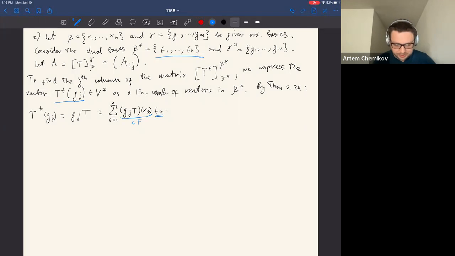We know that each vector can be expressed with respect to the dual basis, and we know what the scalar coefficients are given by. They're given by expressions of this form, applied in our case to our linear transformation T^t of g_j, which is the same as the composition g_j T. Everyone is okay with this? You're with me? Okay, so we write it like this.